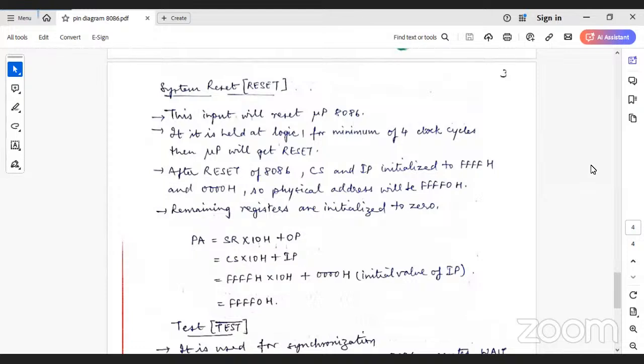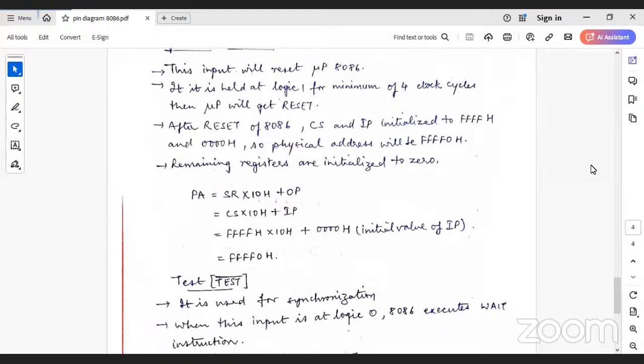What will be the physical address where it has to start? The physical address will be FFFF0H. Now, how to calculate the physical address? There is one small relation for this. The relation is segment register value times 10 plus offset pointer. This is how you are able to calculate the physical address.